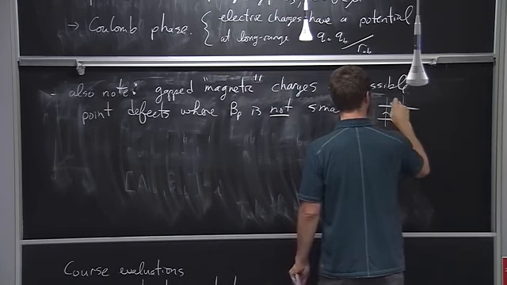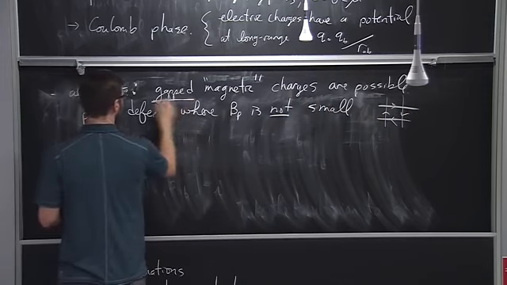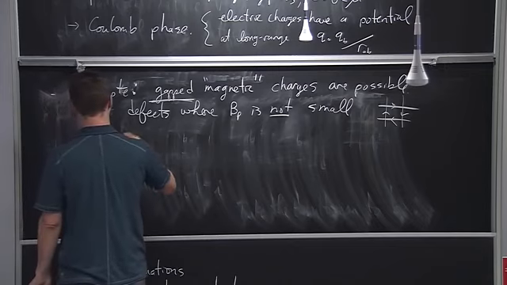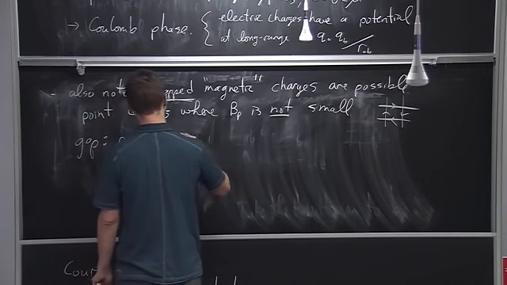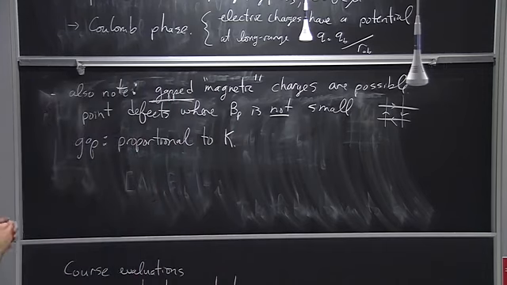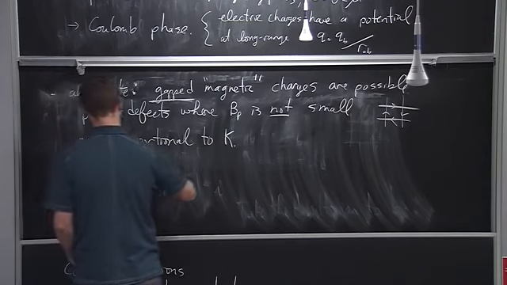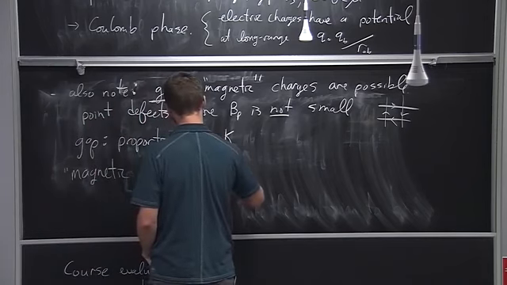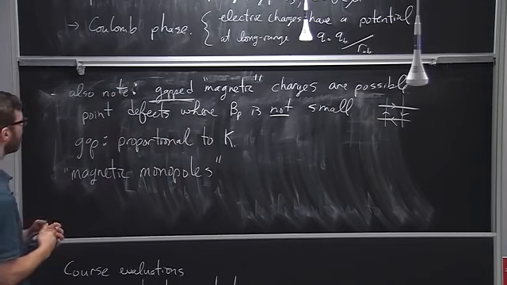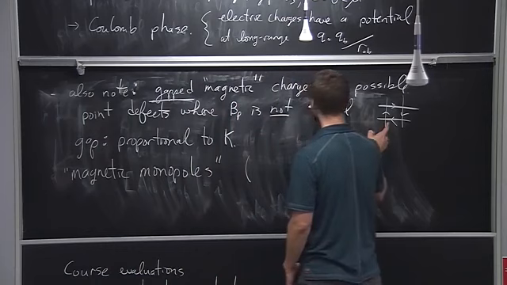Right, so something like that, depending on the strength of the A's there. And they're gapped because the energy gap is proportional to K. These are called magnetic monopoles. Okay, so just like in the Coulomb theory, in the long wavelength limit, they would have a Coulomb potential. But you can see their existence from the lattice length scale.